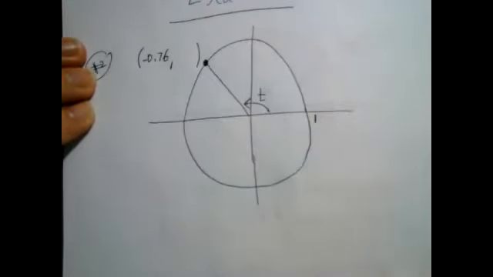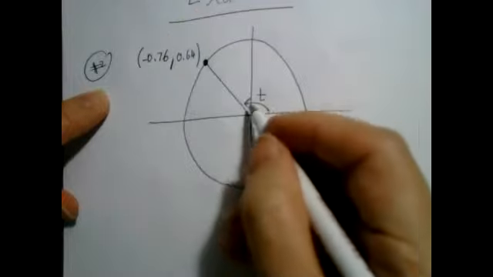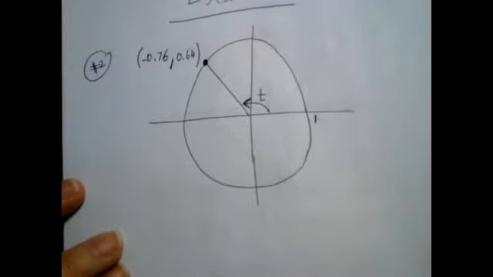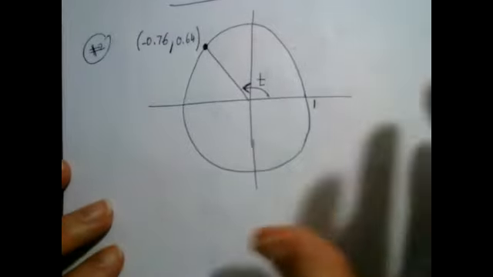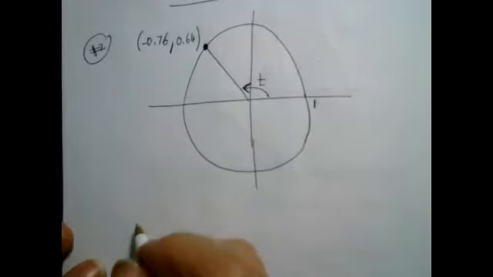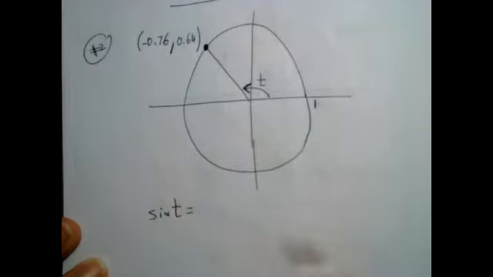And the other one is 0.64. So that was exam number 1, number 2. Okay, so that's your angle. I called it T. And these are the coordinates of this point. And then I asked you several questions. The goal is to practice the definition of sine and cosine. So my question was, what's the sine of T?